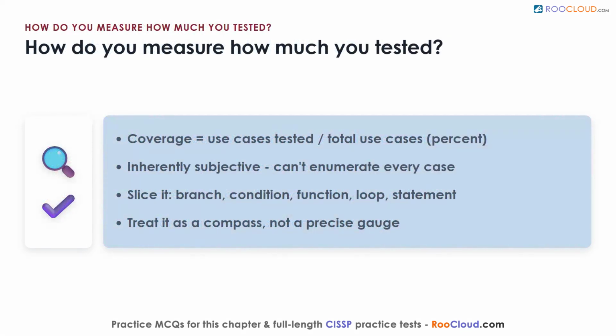How do you measure how much you have actually tested? With a test coverage analysis, you estimate coverage as the number of use cases you tested divided by the total number of use cases, expressed as a percentage. The catch is honesty. Nobody can truly enumerate every use case, so the number is inherently subjective. You can slice coverage several ways. Did every branch execute? Every condition, every function, every loop, every single statement? Treat the percentage as a rough compass, not a precise gauge, and always question how it was computed.